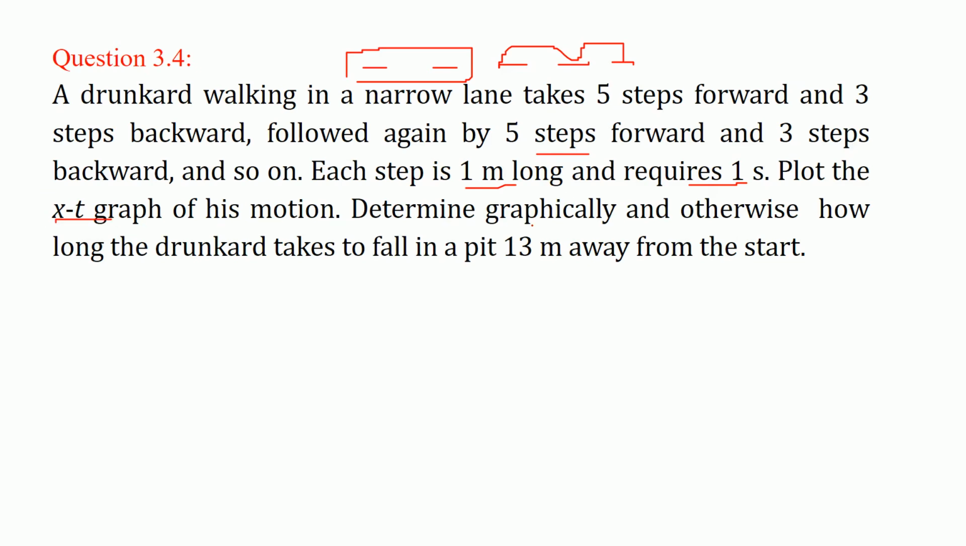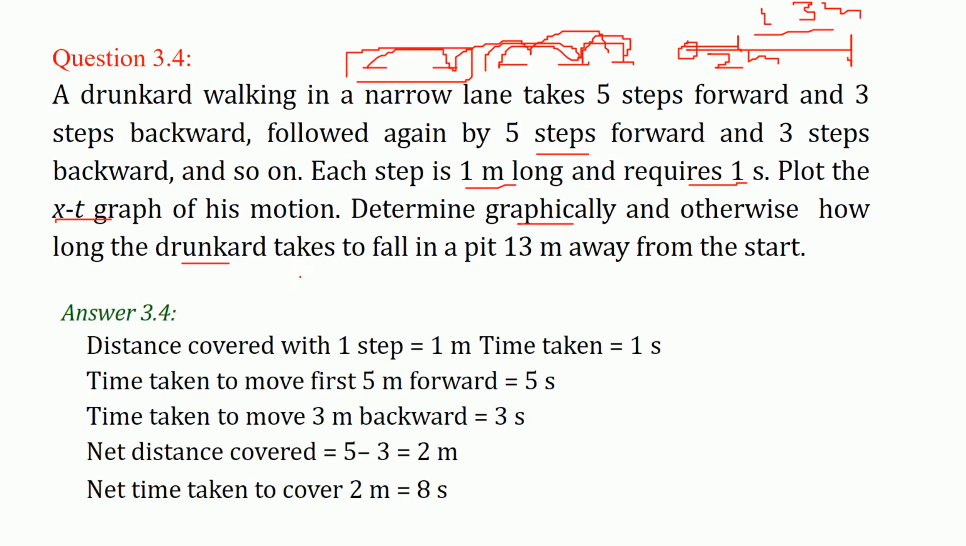We have to determine graphically or otherwise how long the drunkard takes to fall in a pit 13 meters away from the start. So we have to start from here. We have to see how much time he needs to go up to this 13 meters. We know that every time he walks for 2 meters only, because he walks forward for 5 steps, then he comes back. So 2, 2, 2 like this, and just 1 meter is remaining. We'll see about that. The distance covered in 1 step is 1 meter and time taken is 1 second.